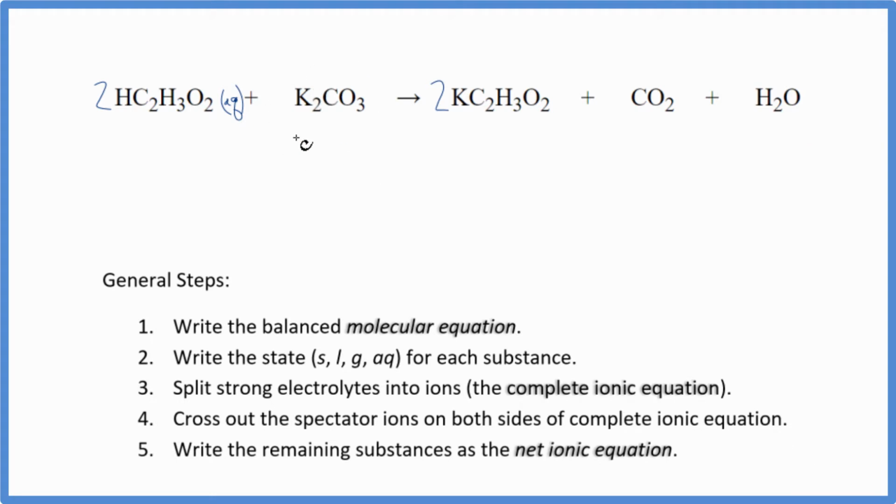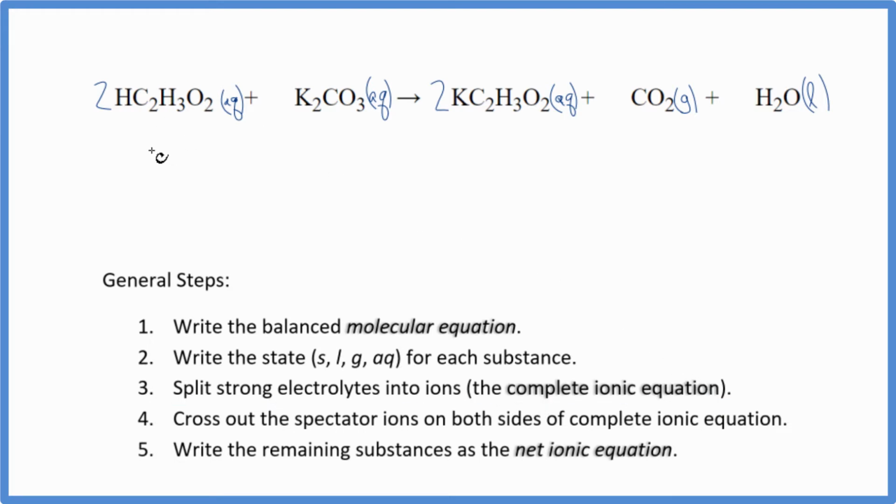Potassium carbonate, potassium compounds are very soluble, AQ. For the potassium acetate here, this is actually a very soluble compound. So we're going to write AQ. Acetates are quite soluble, as are potassium compounds. Carbon dioxide is a gas, and water, that'll be a liquid. So we have the states for each substance. Now we can split the strong electrolytes into their ions. That'll give us the complete ionic equation.